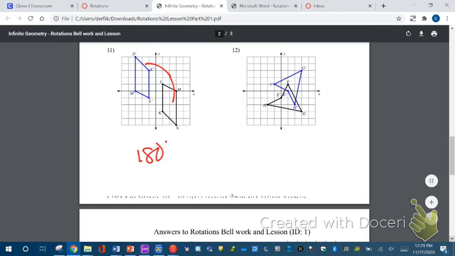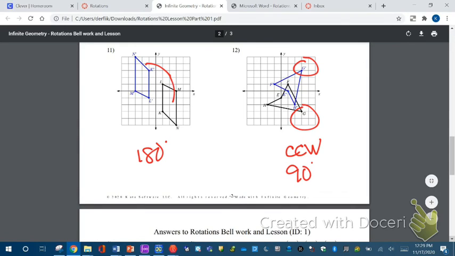So if they're overlapping, just focus on one letter. So I'm going to look at, it doesn't matter which one, I'm going to start with G. And how far away is G prime? 1 quadrant, so that's still counterclockwise 90 degrees.